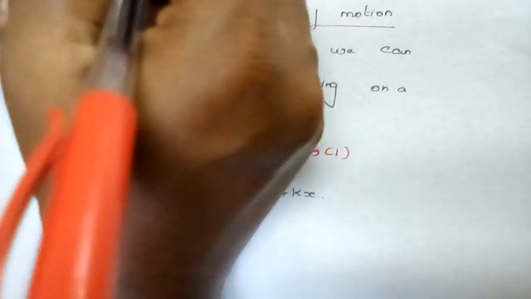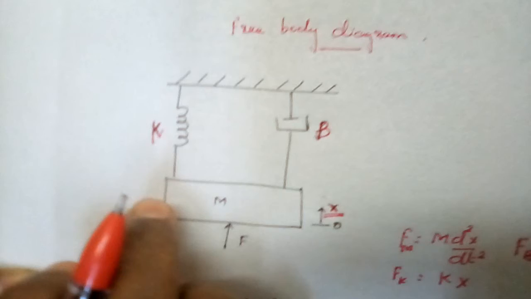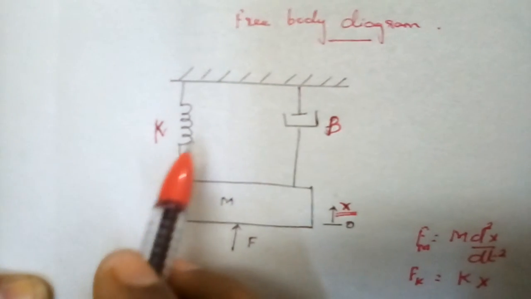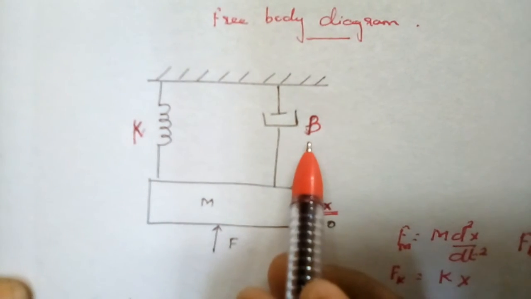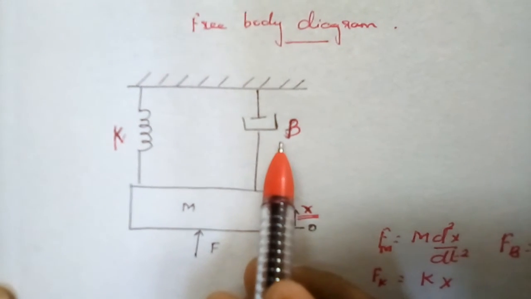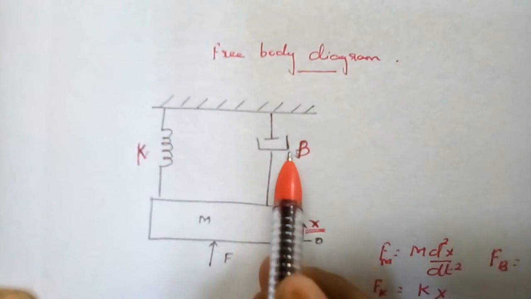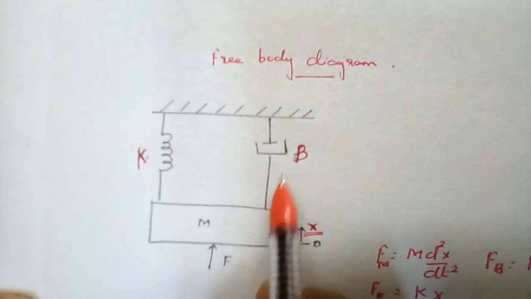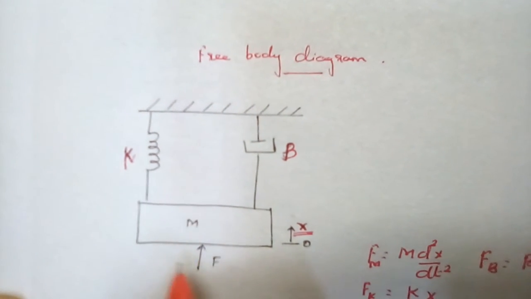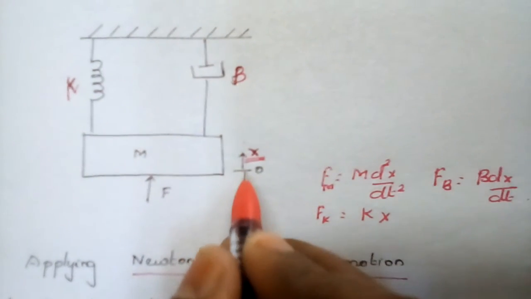So, in the free body diagram, if there is only one mass, and for the particular mass the spring element and the damper element, then you can also say this is the dashpot element or this is the damper element. So the damper element and the spring element are together connected to the mass and it is excited by the force and a displacement x.